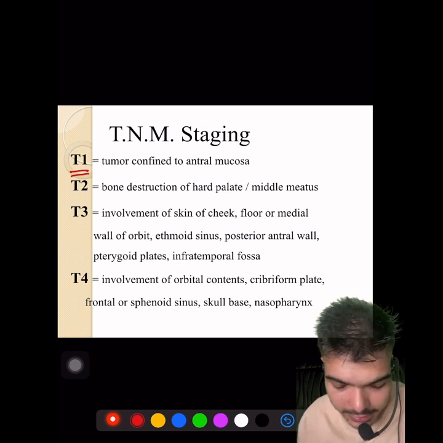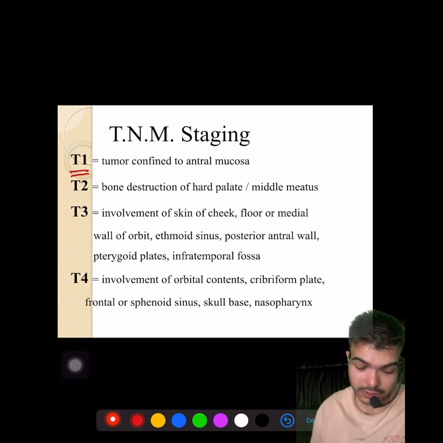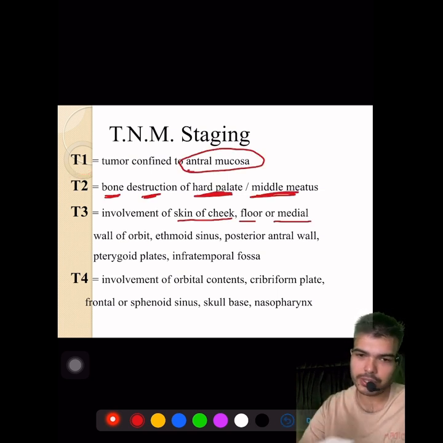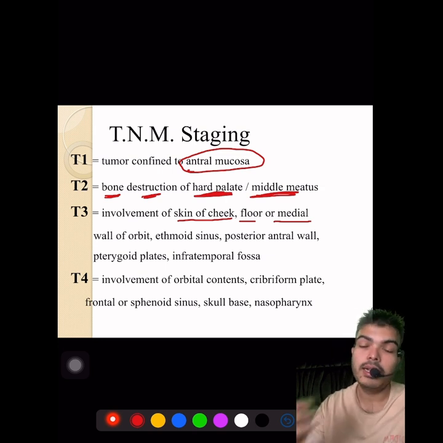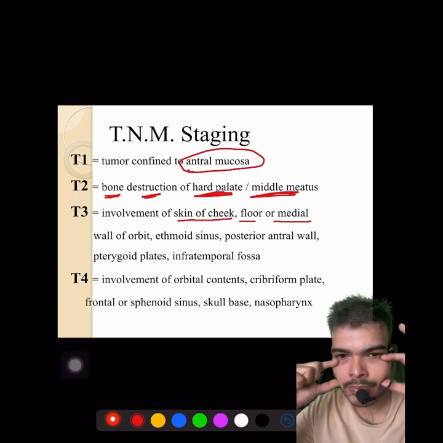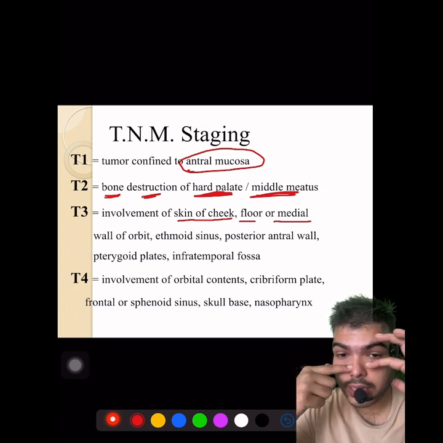Moreover, this you can actually remember with the Lederman's classification also. T1 says it's confined to the antral mucosa. Just antral mucosa, finish. T2 means there's a bony involvement, of the hard palate and the middle meatus. So the hard palate as well as your middle meatus, if it's involved, it is T2. It's just going here and it's just going down.